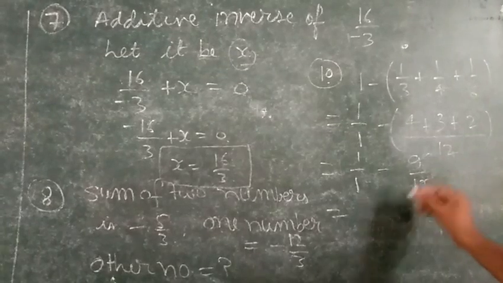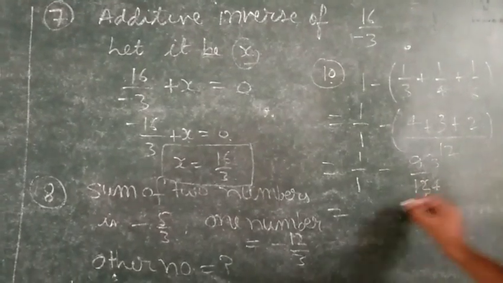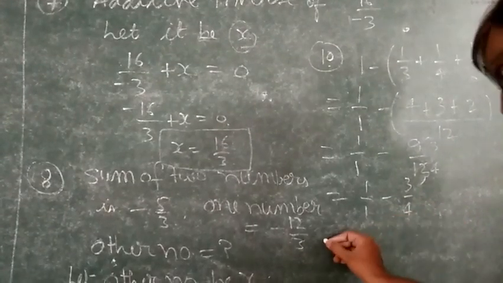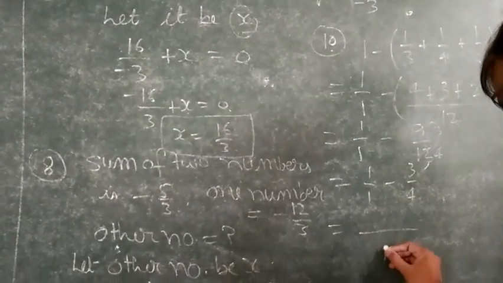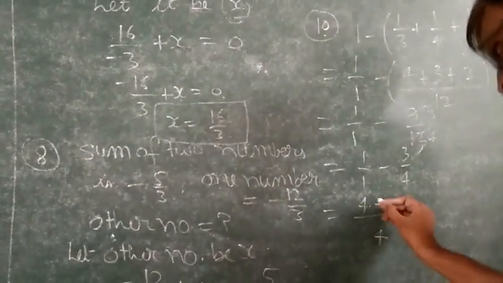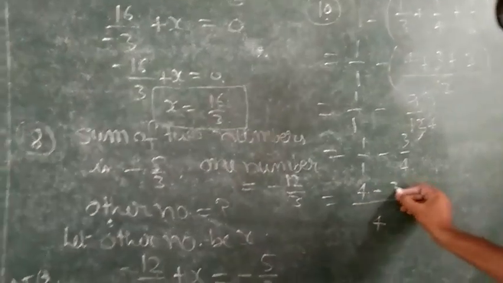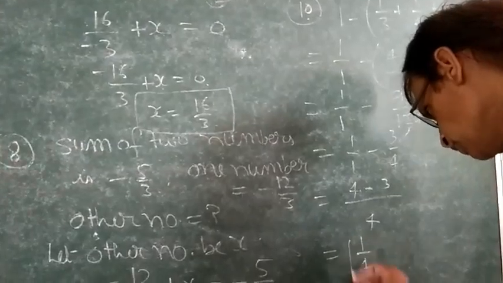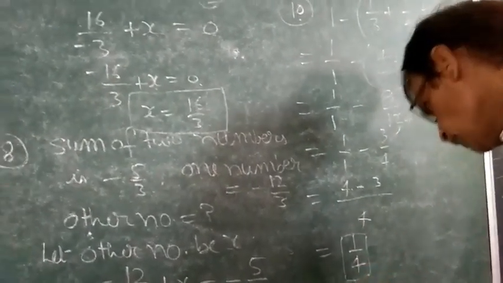We can reduce the 9/12. 3 3s are 9, 3 4s are 12. So 1/1 minus 3/4. LCM is 4. Then we have here 4 minus 3. Then it is equal to 1/4. So this is the answer.